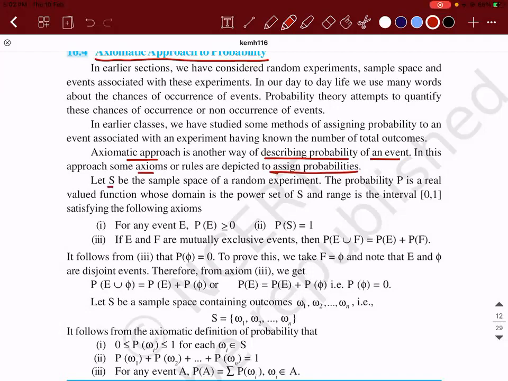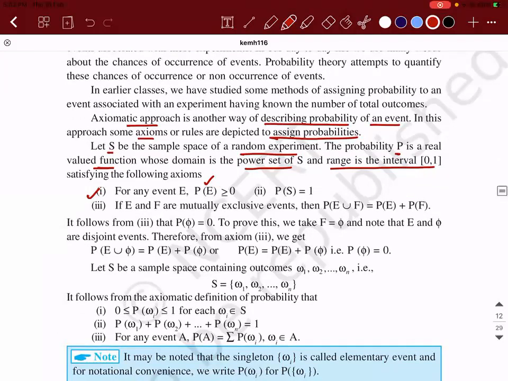Let S be the sample space, that is the total number of outcomes that are possible of a random experiment. The probability P is a real valued function. So they are trying to define it in terms of a function whose domain is the power set of S and the range is between 0 and 1. If you take any event and write the probability of that event, then it is definitely greater than or equal to 0. That is the first thing. So the probability of an event is greater than or equal to 0.